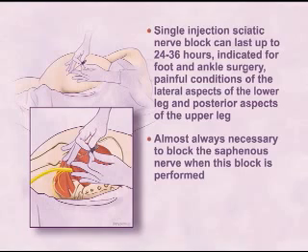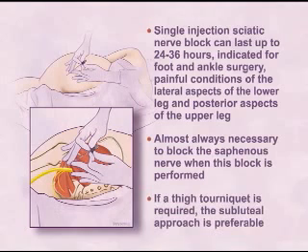It is almost always necessary to block the saphenous branch of the femoral nerve or the entire femoral nerve when this block is performed. The single injection subgluteal approach to the sciatic nerve gives about the same block as the popliteal approach, which is the mainstay of foot and ankle surgery, but if a thigh tourniquet is required, the subgluteal approach is preferable.